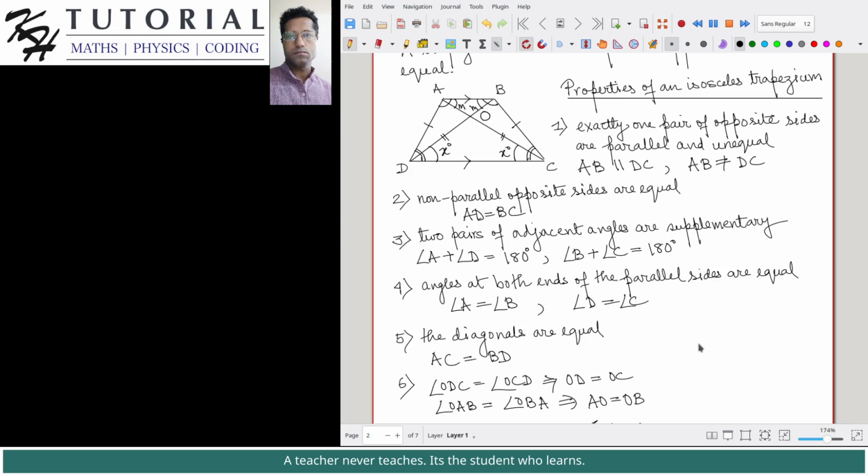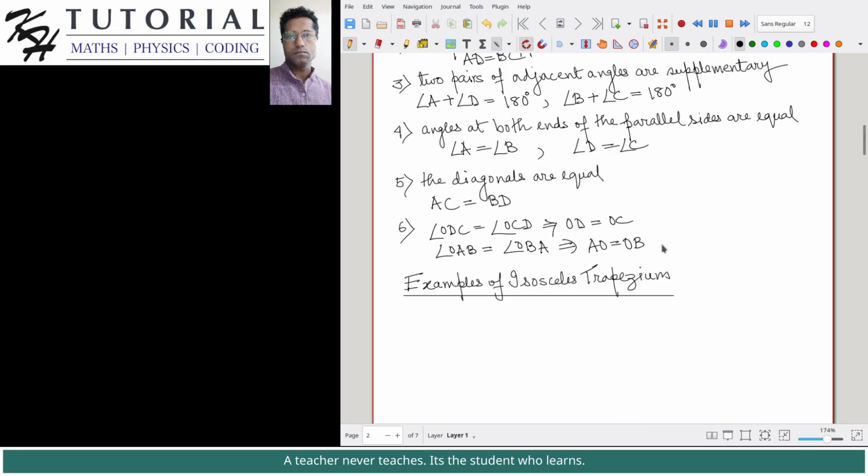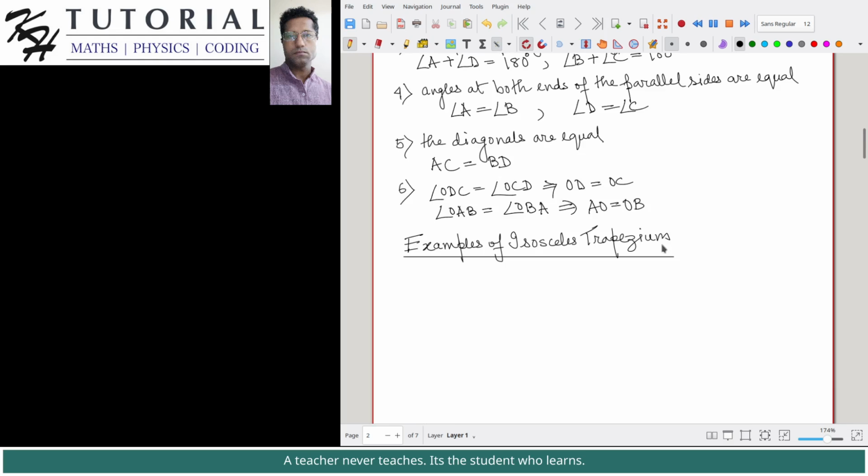So at base AB, there is an isosceles triangle formed with the point of intersection of the diagonals, that is O. In the triangle AOB, the angles at the base are equal. That is, angle OAB is equal to angle OBA. Similarly, on the base DC, the isosceles triangle formed is ODC, where angle ODC is equal to angle OCD.